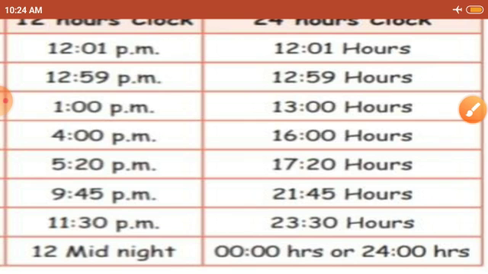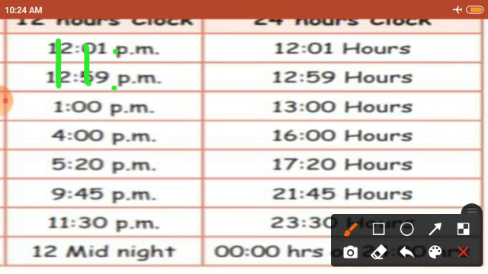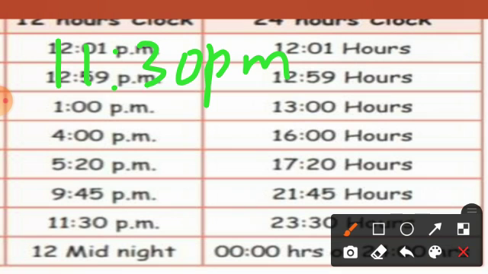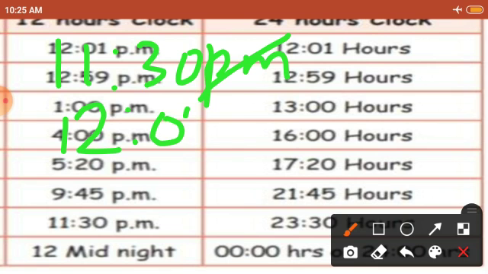See the next one. It is 11:30 p.m. So, it is what? 11:30 p.m. Step 1, remove p.m. Step 2, what will you do? You have to see all the digits. All the digits are 4. So, you don't need to add anything here. Next, what will you do? This is p.m. So, you have to add 12 with it. So, 12 is 12:00.